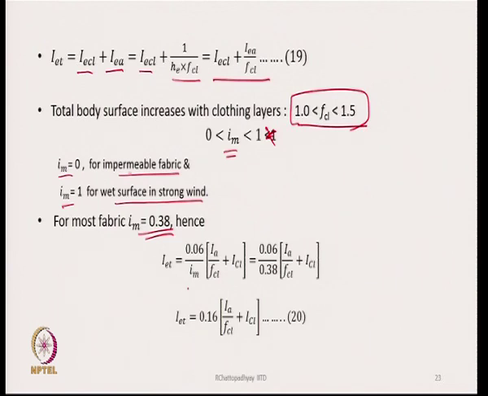Hence, I_et is going to be this, and if I put the value of I_m for most fabric, 0.38, it becomes 0.06 by 0.38. So, I_et becomes this now, provided I know that the value of I_m is 0.38. It is the same equation, we are only putting the value of I_m for a normal fabric. People have found this out by doing experiments. And this is what we get.